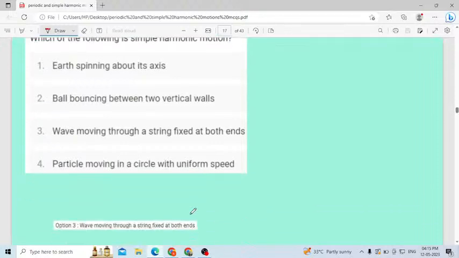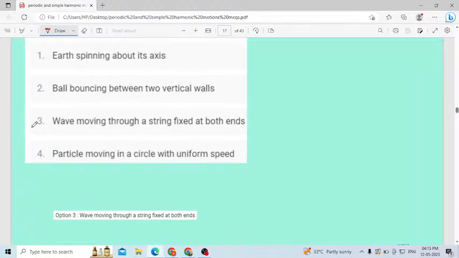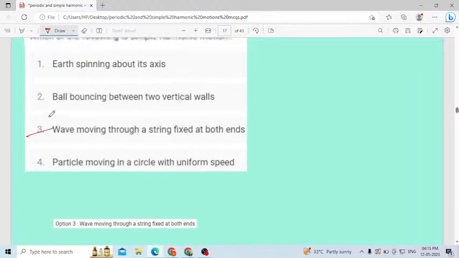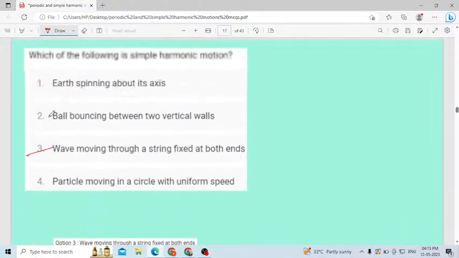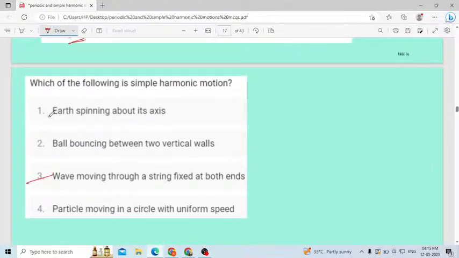The correct answer for this question is wave moving through a string with fixed ends. This is also an example of simple harmonic motion. Earth spinning around its axis will be in a circular path. Therefore, this is only periodic. First one, ball bouncing between two vertical walls: bouncing of the ball, periodic. Particles moving in a circle with uniform speed, I explained in the last question. So these three are all periodic.